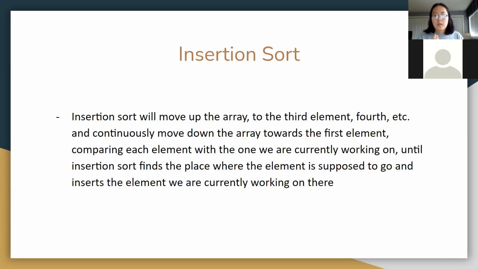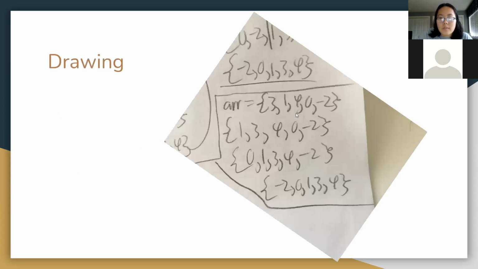And so it continues doing that. Once we've sorted the current element, it goes on to the next one we're supposed to be looking at, finds the place where that element is supposed to go, and then we insert the element there. But yeah, diagram. Okay, you can see it's a lot shorter than the bubble sort diagram. Essentially we have the beginning array 3, 1, 4, 0, -2. Again, what happens is we start at the second element. We look at that, and we see that it's not in order right now, because 3 is not supposed to be there compared to 1.